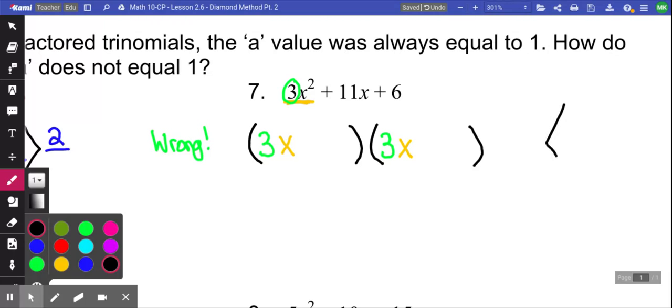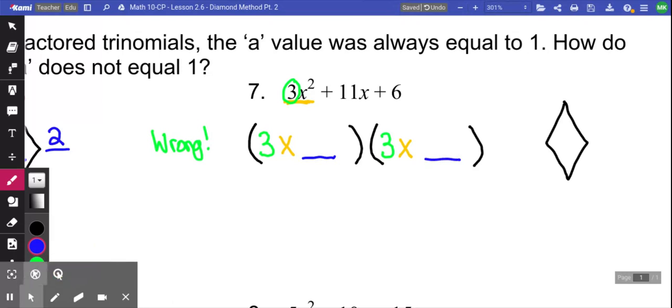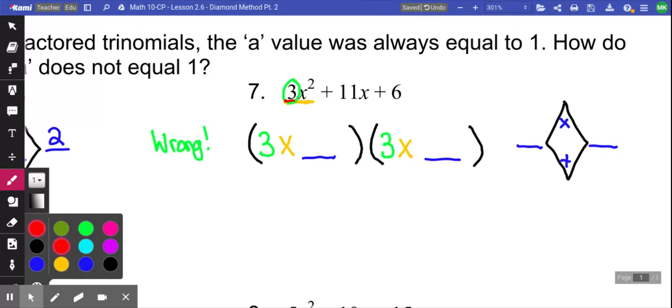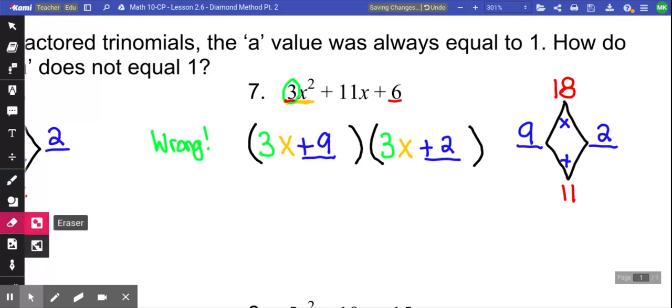To find the sides of my binomials, I have to find the sides of my diamonds. The sides of my diamonds are two things that multiply to be the top and add to be the bottom. The top number would be 3 times 6, which is 18. The bottom number would be 11, which is your b value. Two numbers that multiply to be 18 and add to be 11 are 9 and 2. So this becomes 3x plus 9, 3x plus 2. Like that.